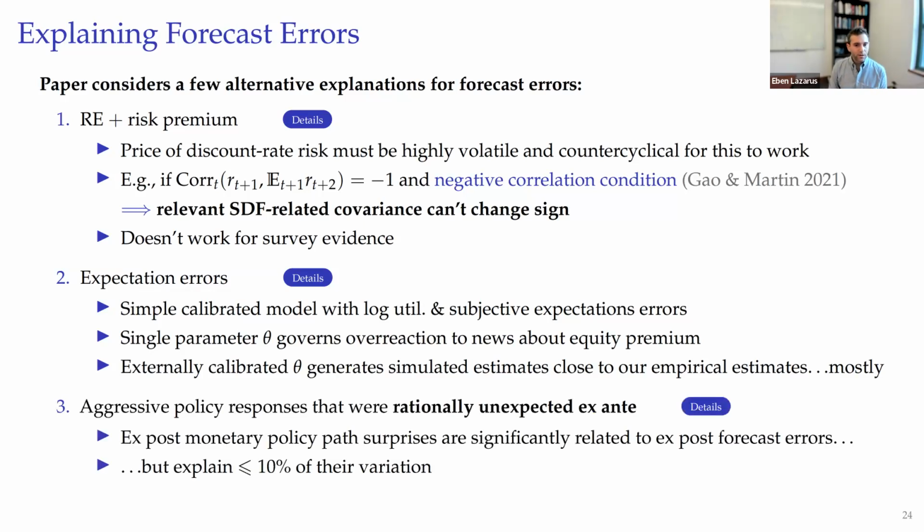And we also ask, maybe we're just finding this on a full sample backward looking basis, but those results could plausibly be due to the fact that policy responses were more aggressive than would have rationally been expected ex ante. So crises were not as long lasting after the fact because of those aggressive policy responses. That's certainly possible. We find that story, at least based on our measurement, doesn't explain most of the variation in forecast errors.